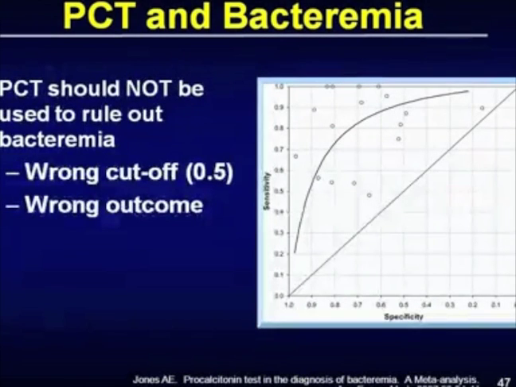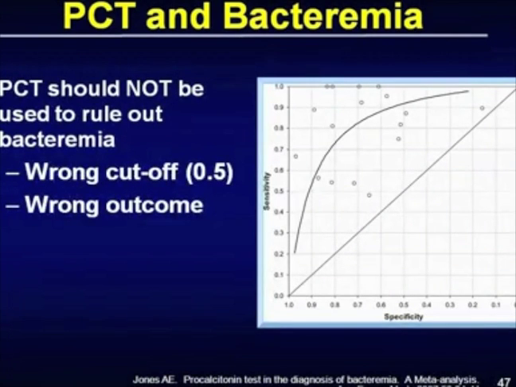I would be remiss if I did not point out one study by Jones, one that was published in Annals of Emergency Medicine, where they looked at all patients who had positive blood cultures, and in a meta-analysis, they looked to see whether procalcitonin could predict patients who had positive blood cultures. Unfortunately, they chose the wrong cutoff point, varying across the studies of 0.4 to 0.5, and additionally, they looked at the wrong outcome, which was the detection of blood cultures.